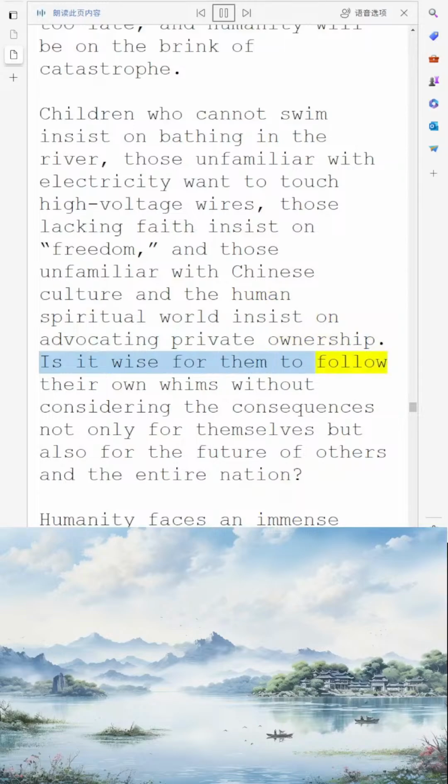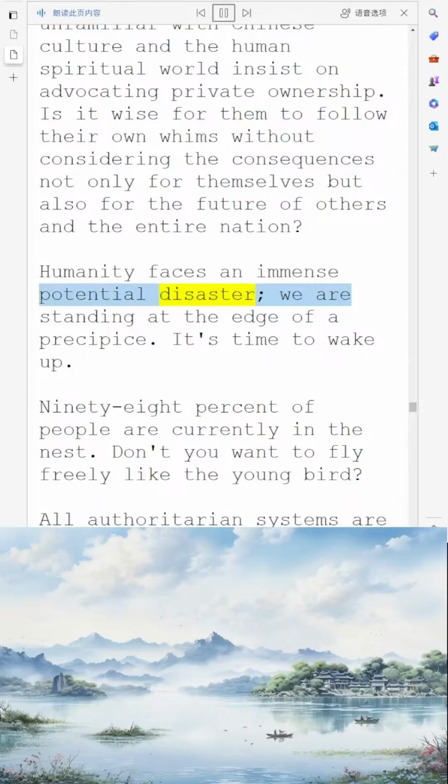Is it wise for them to follow their own whims without considering the consequences not only for themselves, but also for the future of others and the entire nation? Humanity faces an immense potential disaster. We are standing at the edge of a precipice. It's time to wake up.